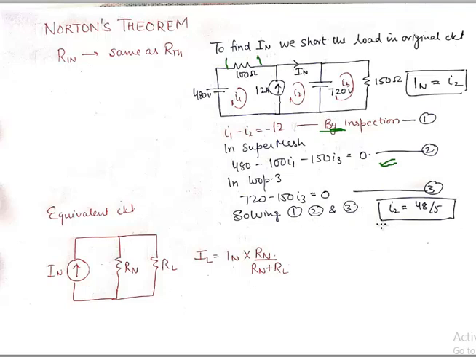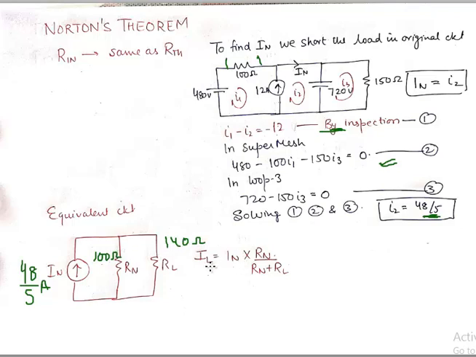And solving 1, 2 and 3, I get I2, this current I2, to be equivalent to 48 divided by 5. So you can solve these 3 equations using calculator. You will see that your I2 will be 48 divided by 5. So I have a source of 48 by 5 amperes, and I have a equivalent resistance of 100 ohms as calculated from RTH, and RL is 140 ohms.